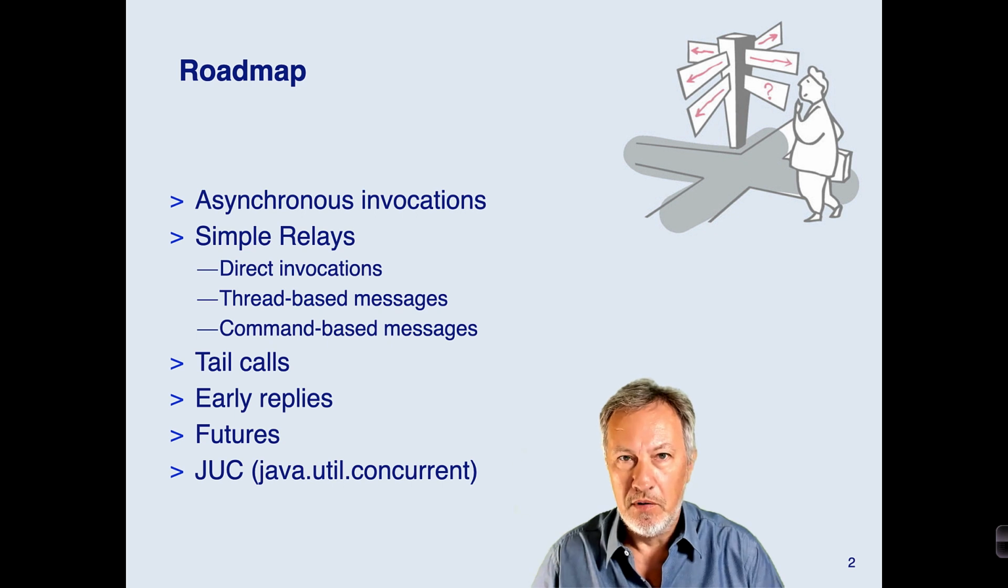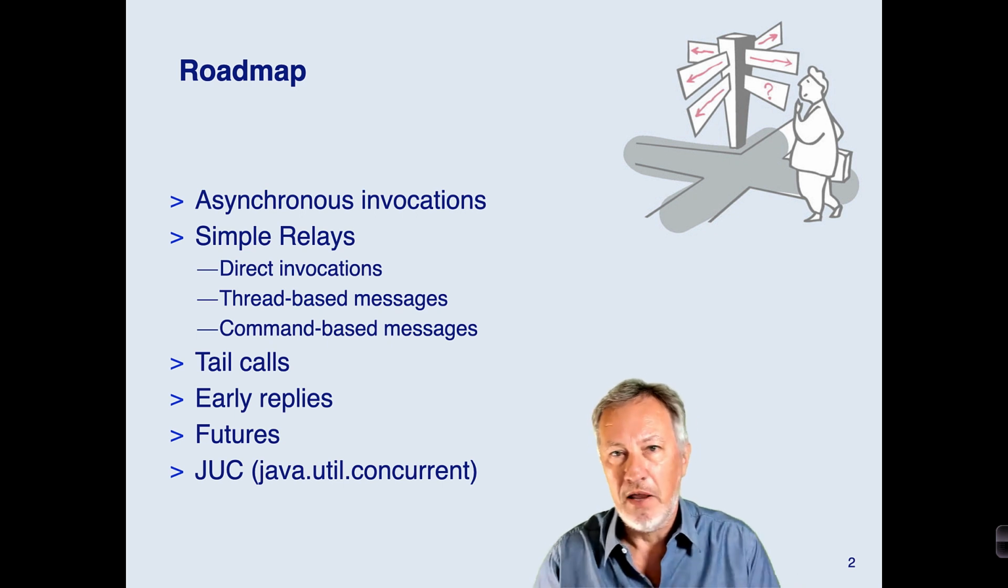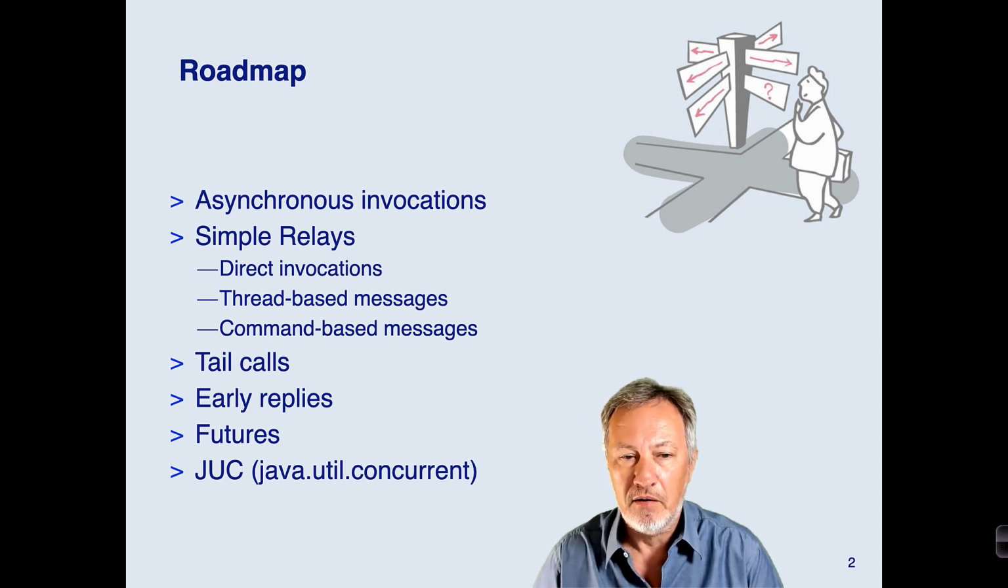First, I'll give you a brief introduction to the story of invocation and what kind of asynchronous invocations exist. Then we'll have a look at a number of standard idioms and design patterns for managing asynchronous calls. The first of these is the most simple, that of a relay, where basically you're passing an invocation off to another object, kind of like as we do in adapters.